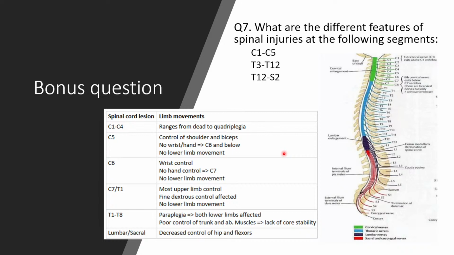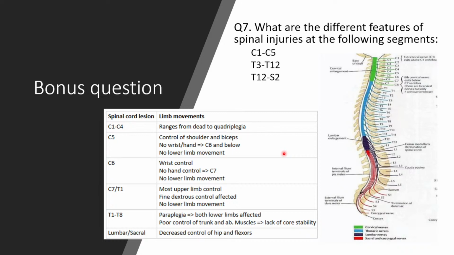Now at C6, that's your wrist control, but no hand control. So your hands, your fingers, that won't work. That's C7 and C8 only. And of course, you will have no limb control. And C7, T1, so this is most of your upper limb control will be intact. Your fine dexterous ability might be slightly affected because the T1 is responsible for the ulnar and median nerve, but lower limbs will not be working at all.